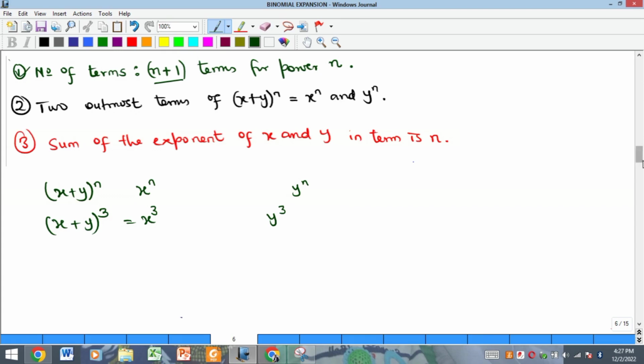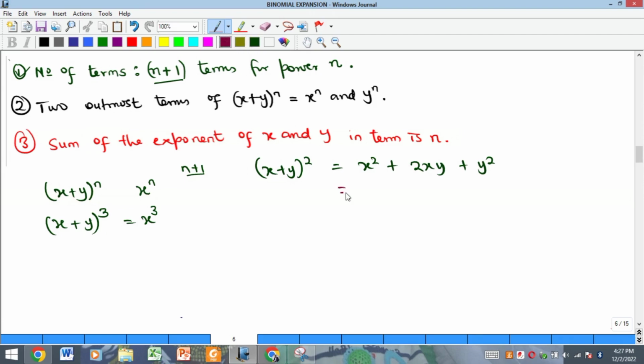Okay, and then the third thing to note here is that for any expansion that I'm doing, remember we said that for (x plus y) to the power of n, you're going to have n plus 1 terms. Each of the terms you're going to have will be a combination of x and y. For instance, if we use the example I gave before, (x plus y) to the power of 2 is equal to x squared plus 2xy plus y squared. So you could see that this is actually a combination of x and y.